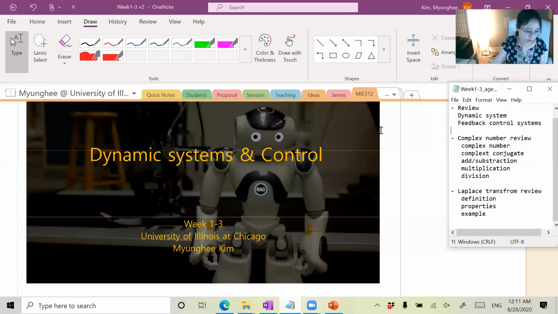Welcome back to Dynamic Systems and Control. So today we review the previous material and learn some tools, complex number and Laplace transform.